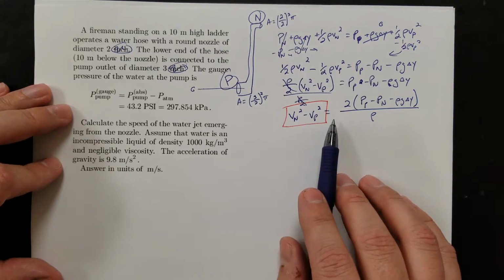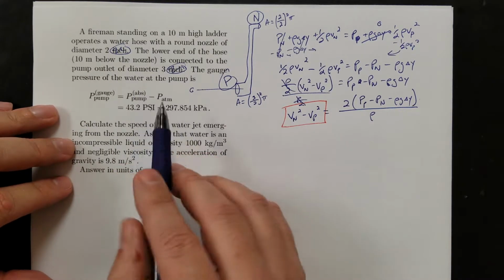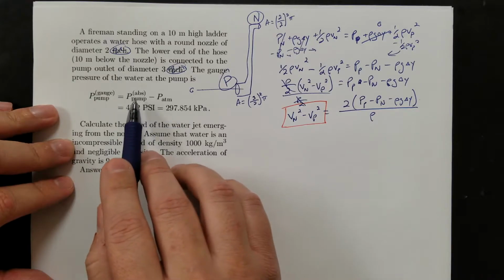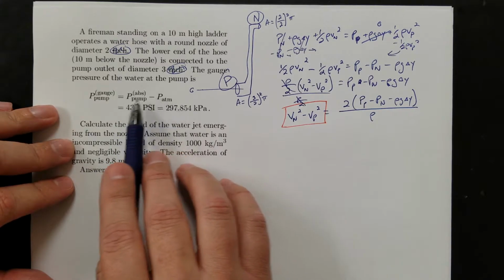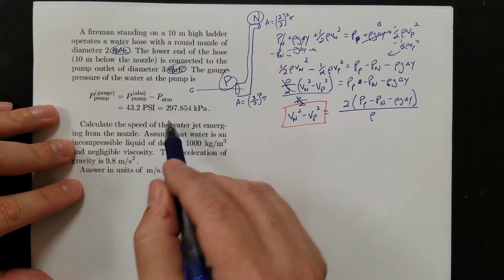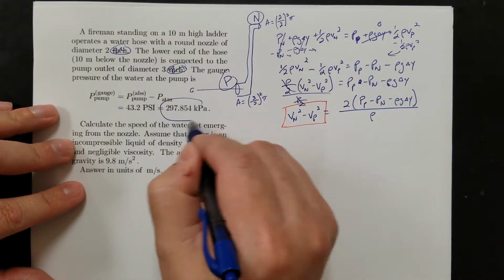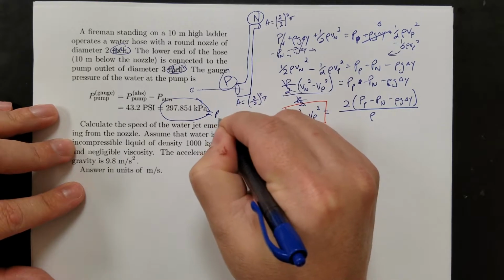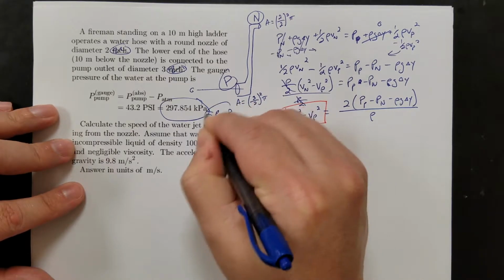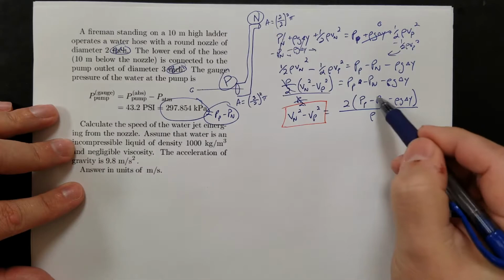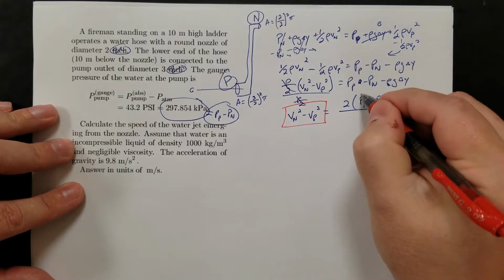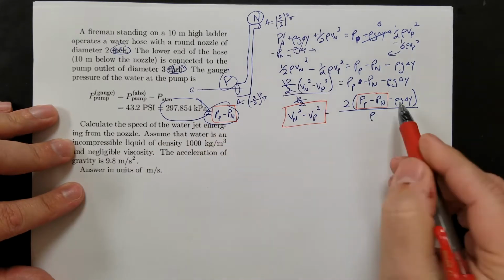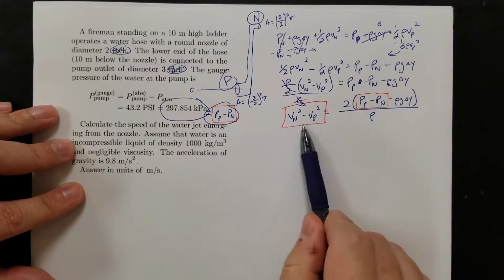So for mine, I'm just going to use this number here, right? When I subtract the pump minus the absolute, I'm going to use the gauge pressure of the pump, which is this number it gives me. That number is going to be my pressure of the pump minus the pressure of the nozzle, right? So that number there goes in for this little part right here. Okay, so I'm going to get this.